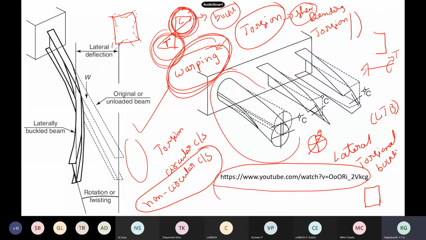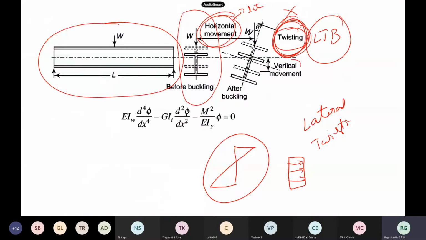But the beam is a very complicated thing, because when it is subjected to bending, the top fibers are in compression and the bottom fibers are in tension. The top one buckles, the bottom one doesn't buckle. So torsion also comes into the picture. If it had a uniform compression, there would be no torsion and it would behave like a column only. But here the top is in compression and the bottom in tension, so lateral torsional buckling comes. And one most important thing is warping.